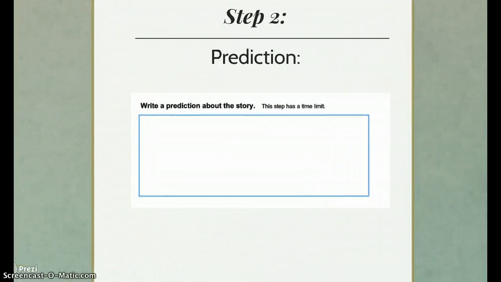Step two is prediction. So the students are to take the words that are in the vocabulary development and write a prediction about what they think the story is going to be about. Prediction is also another strategy that's used in order to help students better understand a text.